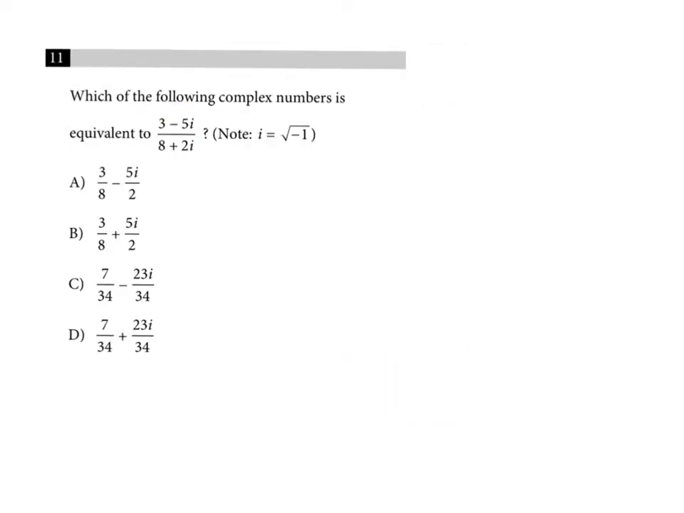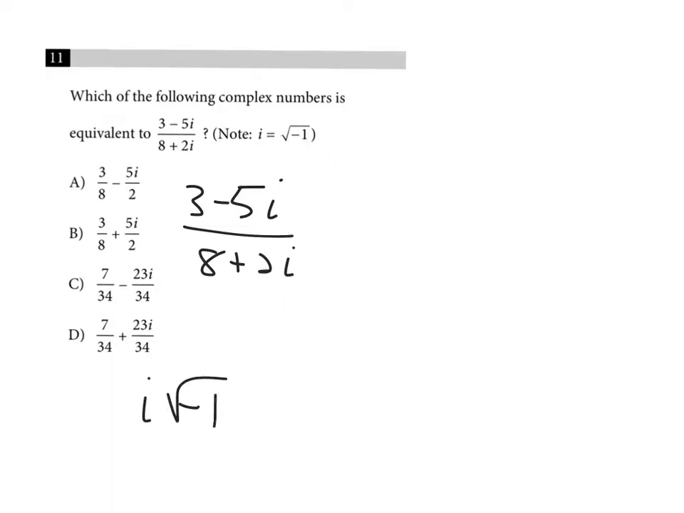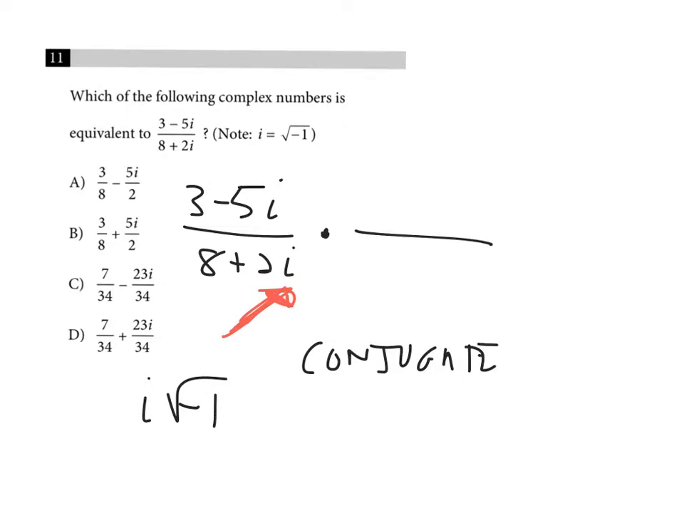Problem number 11, which of the following complex numbers is equal to 3 minus 5i over 8 plus 2i? And again, this i stands for the square root of negative 1. Well, you're not allowed to have a radical in the denominator of a fraction. So what we're going to do is multiply by the conjugate of the denominator. The conjugate is basically just the denominator term with the opposite middle sign. So here, since we have 8 plus 2i, I'm going to multiply both the top and the bottom by 8 minus 2i.